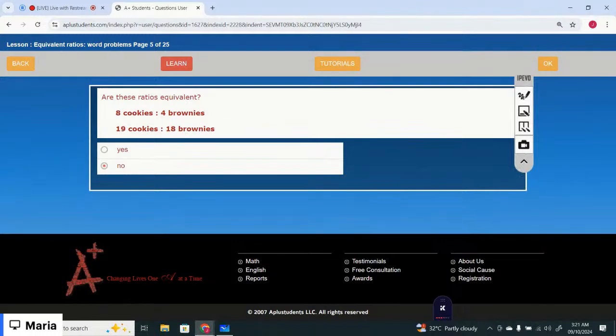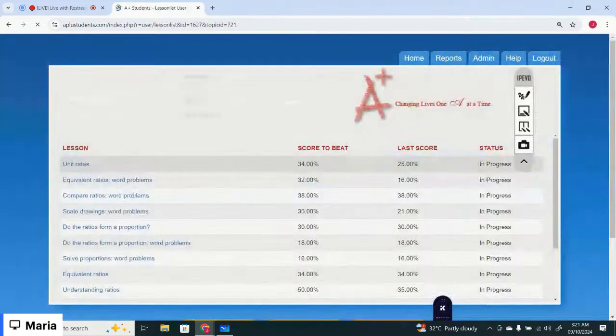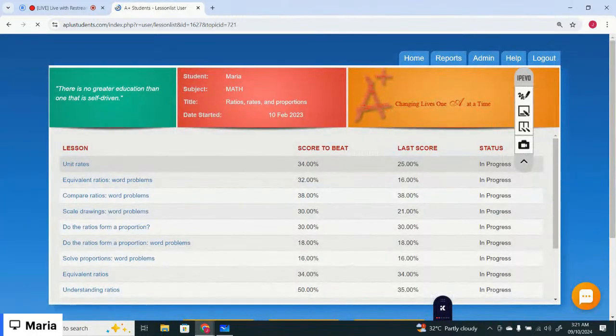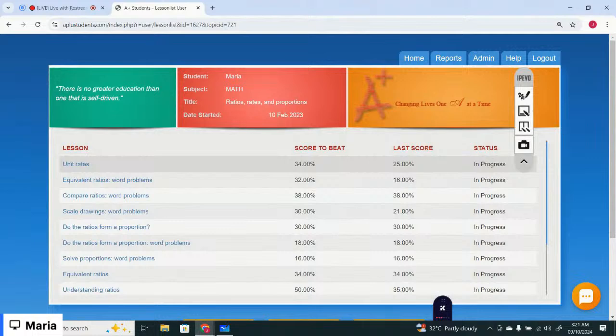If you have any questions related to the lessons, please ask. So let's just move on to the next lesson. The next lesson is compare ratios with problems.